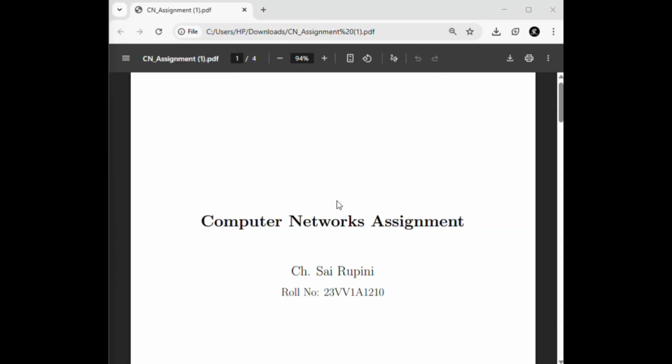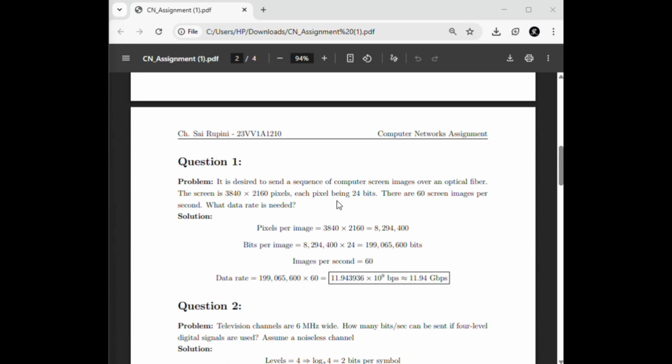Today I am going to explain networking problems in computer networks.